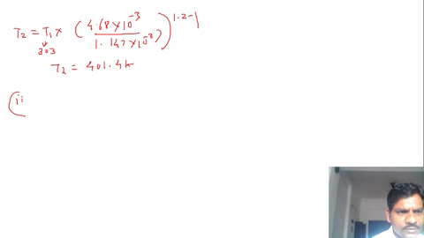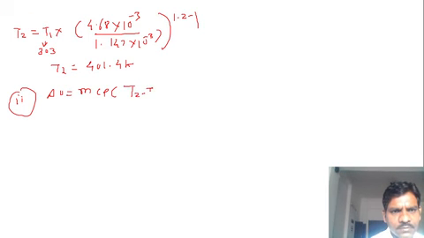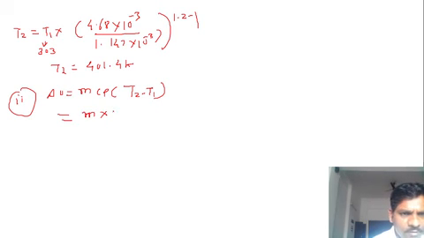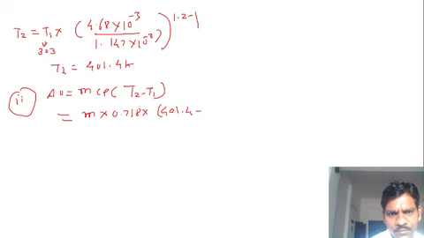Now the second parameter asked is delta U, the internal energy. So how is it calculated? Delta U is equal to M Cv into T2 minus T1. You just put the values, guys. We don't know the M value, so we require this M. Cv is 0.718 into T2. We know that T2 is 401.4 minus T1, 303.